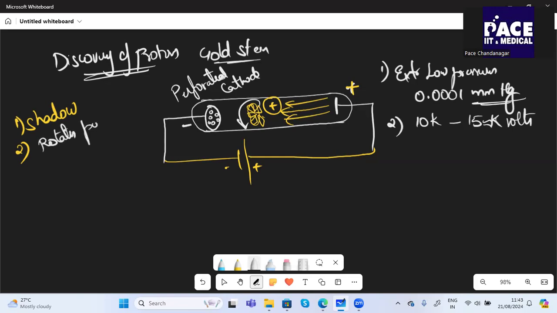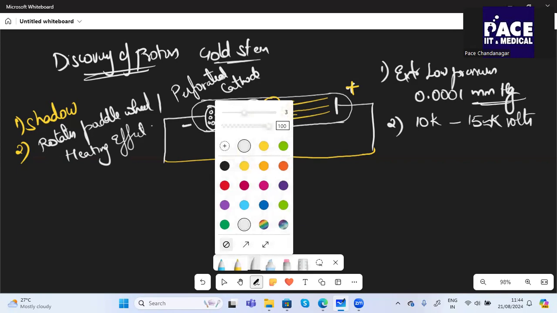They rotate the paddle wheel and show a heating effect. A high heating effect is being shown. Thus, these rays possess kinetic energy. And because the particles have mass and velocity, there is momentum, and also a good amount of kinetic energy.